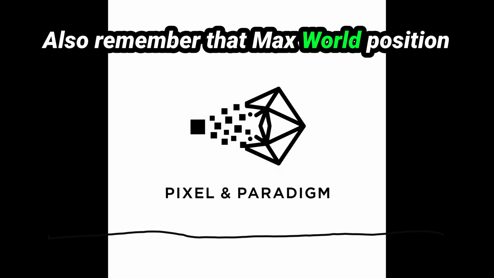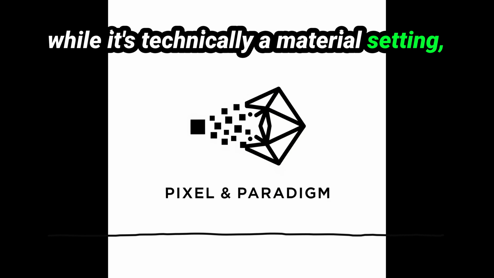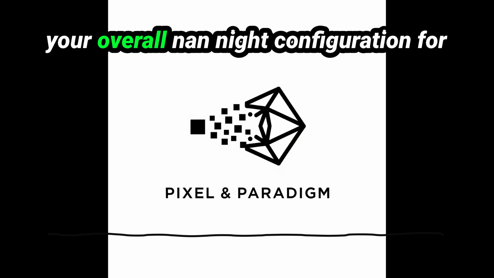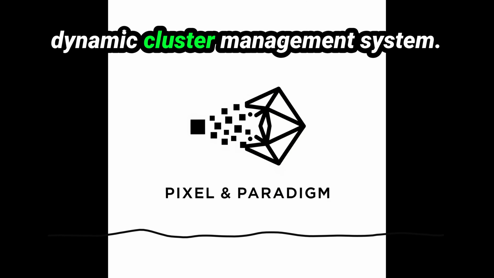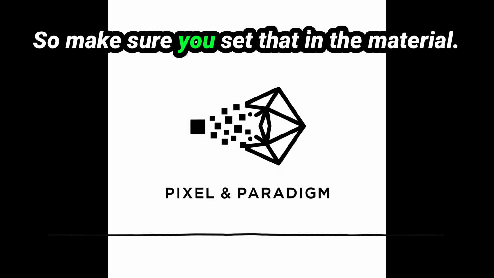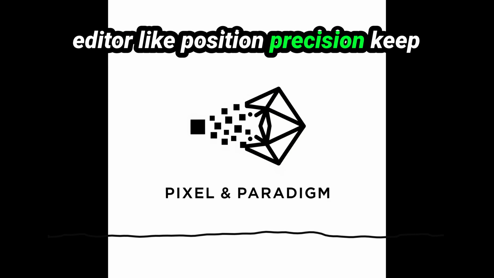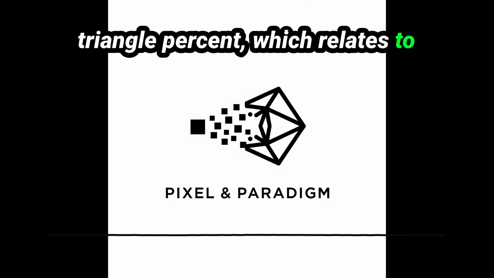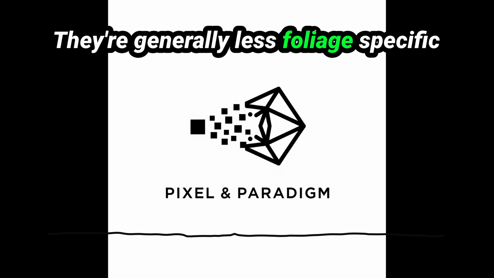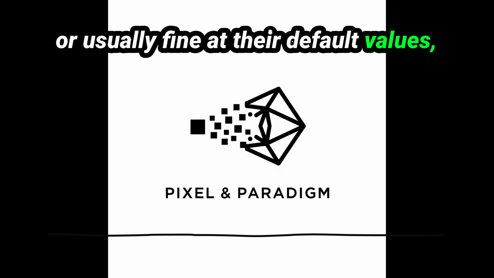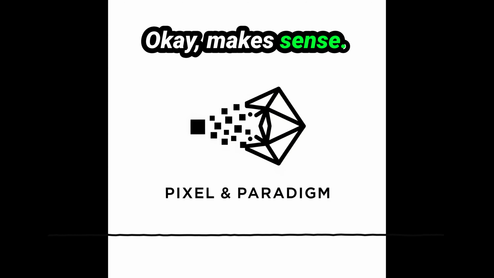Also, remember that max world position offset displacement setting we discussed. While it's technically a material setting, setting it correctly is a critical part of your overall Nanite configuration for foliage because it works with Nanite's dynamic cluster management system, so make sure you set that in the material. Other Nanite settings in the mesh editor, like position precision, keep triangle percent, which relates to fallback meshes, or explicit tangents, are generally less foliage specific or usually fine at their default values, but it's always good practice to understand what they do eventually. Okay, makes sense.